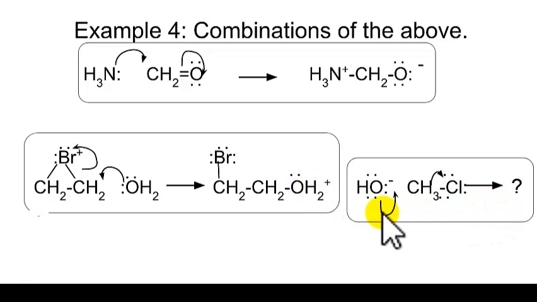What this is suggesting is that one of these pairs of electrons on the hydroxide is moving into here to form a bond between the carbon and the oxygen. And this pair of electrons is moving out from between the carbon and the chlorine onto the chlorine itself.